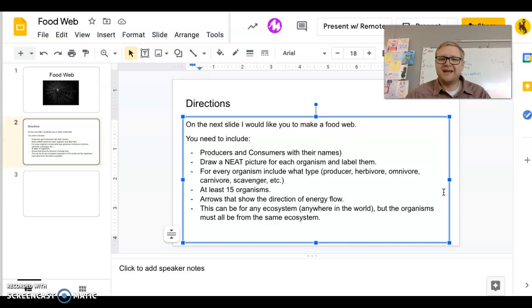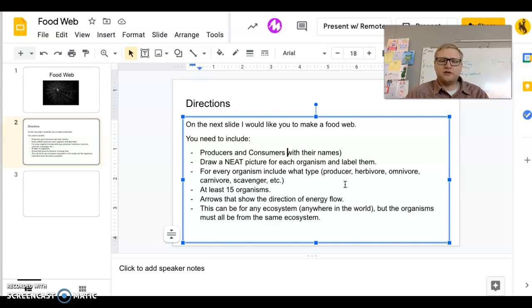You're going to need to label them. I'd like you to tell me what their name is, and for each organism, I need you to tell me if they're a producer, an herbivore, an omnivore, a carnivore, or a scavenger. Okay, so you need to tell me what type of consumer they are. Your food web needs to include at least 15 organisms. That includes producers and consumers, so 15 organisms total. You can do more if you want, but you need at least 15.